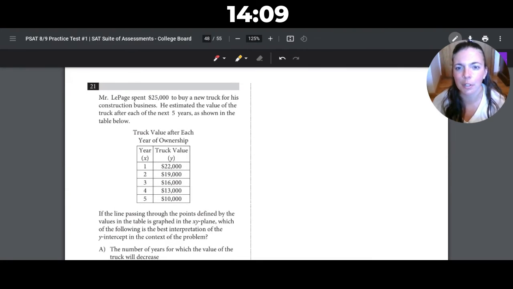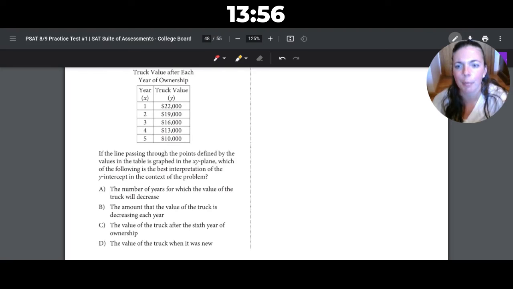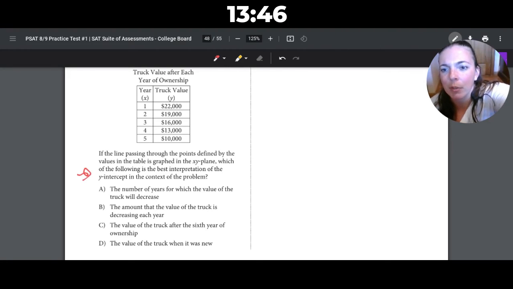21. Mr. LePage spent $25,000 to buy a new truck for his construction business. He estimated the value of the truck after each of the next 5 years as shown in the table below. Okay, so this is the value of his truck after each year of ownership. The line passing through the point defined by the values in the table is graphed on the XY plane. Which of the following is the best interpretation of the y-intercept of the problem?